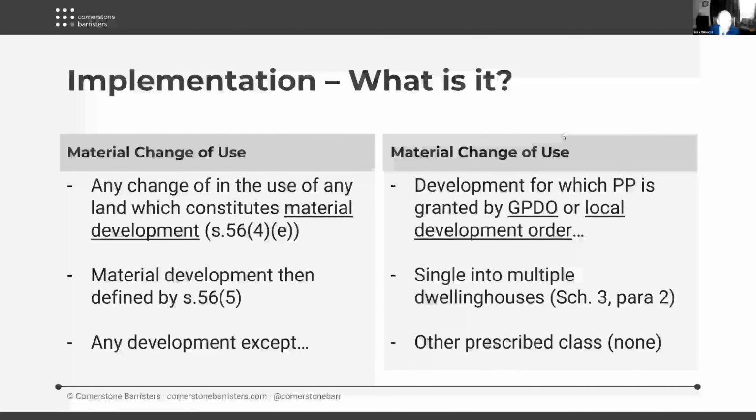We're also told by Section 56 that where material changes of use are concerned, any change of use in the land which constitutes a material development can be a material operation. So the question arises, what's a material development? Well, section 56.5 answers that question, and we're told it's any development except 3 forms of development, which are then mentioned. The first is development for which planning permission is granted by a development order, so GPDO, or a local development order, or a mayoral development order. The second is development which is mentioned in paragraphs 1 or 2 of Schedule 3 of the 1990 Act.